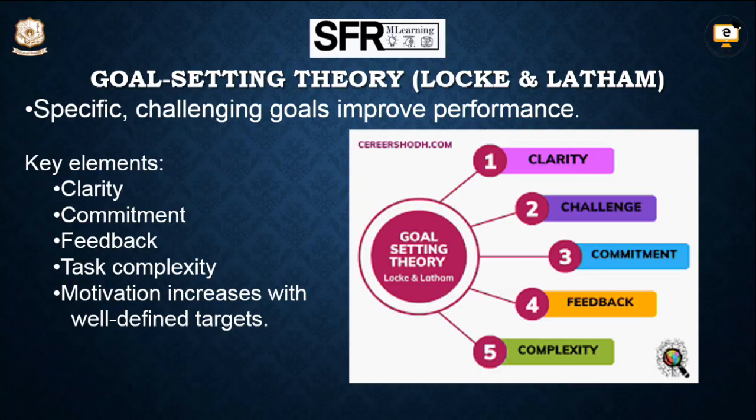So you need to have clarity about what you are going to achieve, and once you have clarity, you have to commit yourself fully, and you have to receive feedback on how you have been doing the work. After that, task complexity: how far you are able to finish a task according to expectations, and finally motivation. Once you finish all those things, motivation increases with good targets. Once you are able to achieve your targets, that is achieving goal setting theory. This was put forward by Locke and Latham.